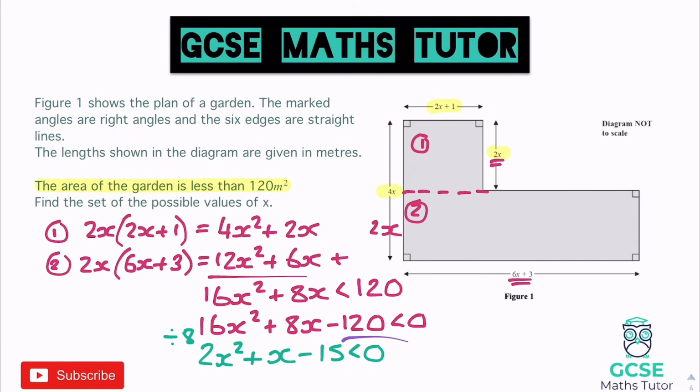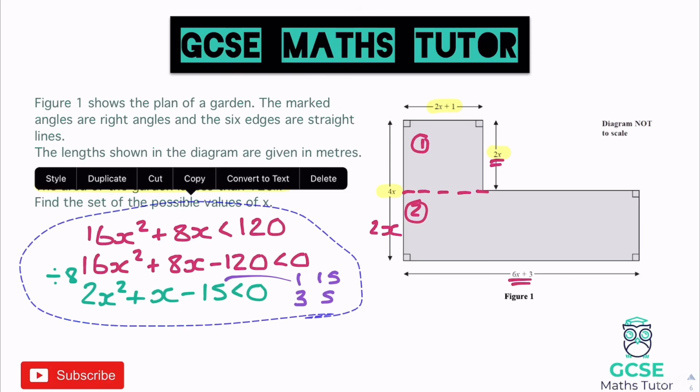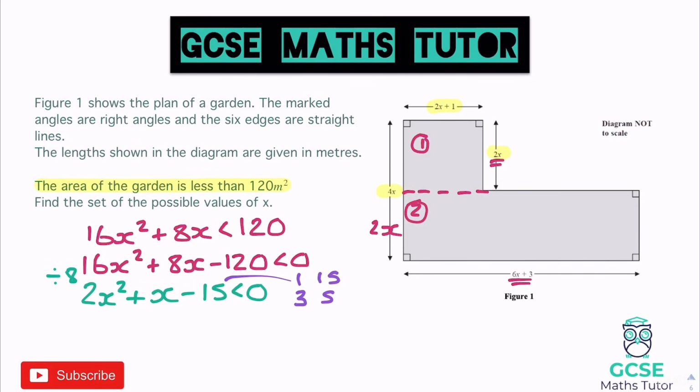So if we factorise this, we can have 1 and 15, or we can have 3 and 5. Now I'm going to get rid of some of this working out, so we've got a bit more space. Let's get rid of these areas. There we go. And just stick with what we've got there. Right, so factorising this then, we're going to have a 2x in one of the brackets and an x in the other bracket. There we are, and this is going to be less than 0.